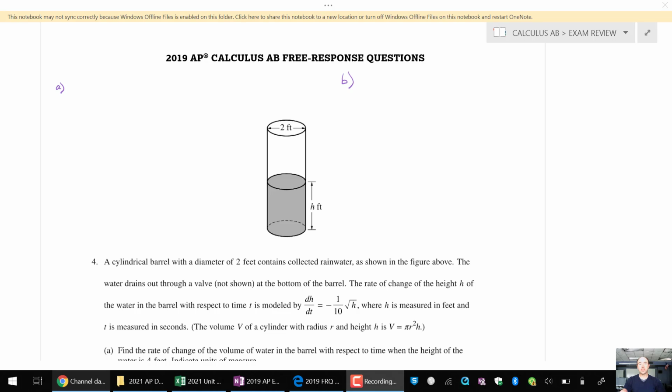This is question 4 from the 2019 AP Calculus exam. So they begin by giving you this diagram of a cylinder-shaped barrel, and this barrel contains rainwater. Notice that the diameter of the barrel is 2 feet, and you can see that the height of the water in the barrel is changing with respect to time. Water is draining out through a valve at the bottom of the barrel.